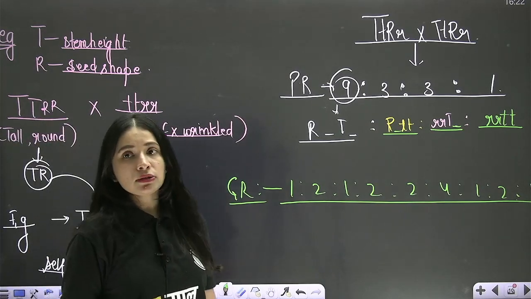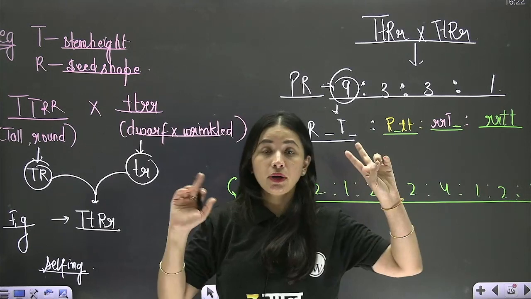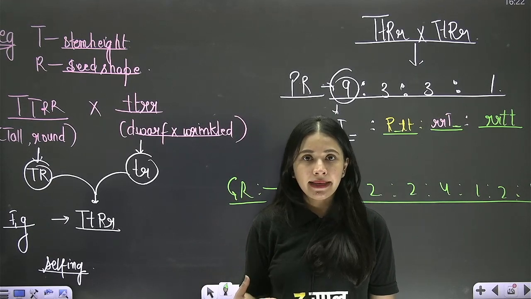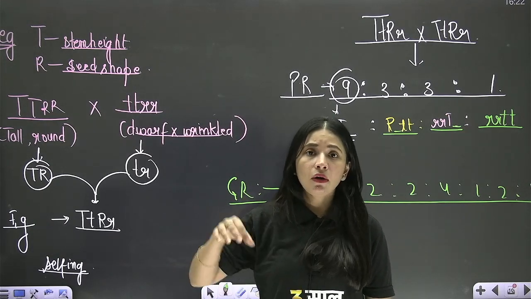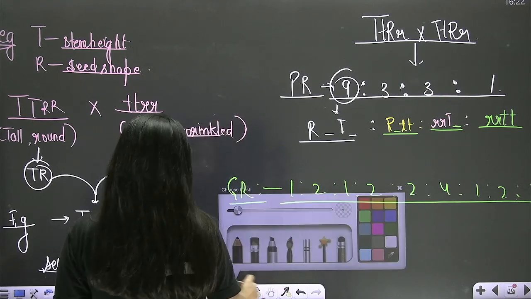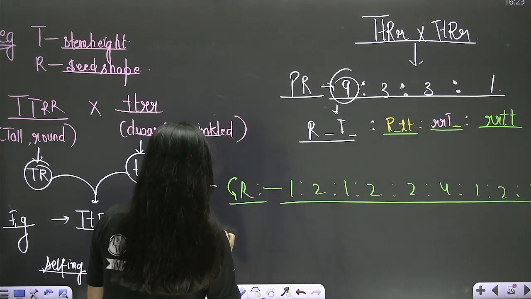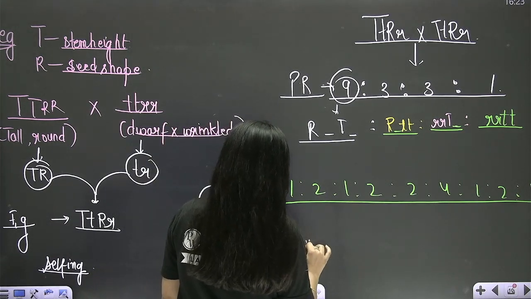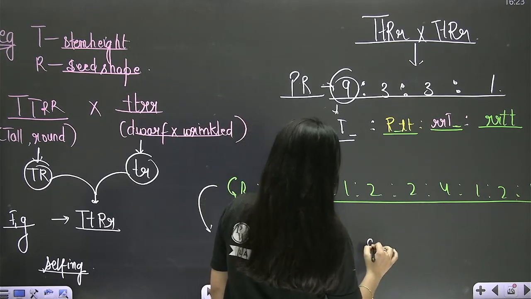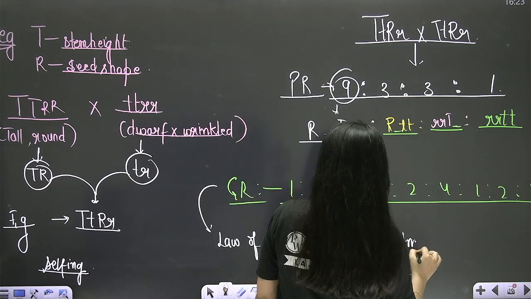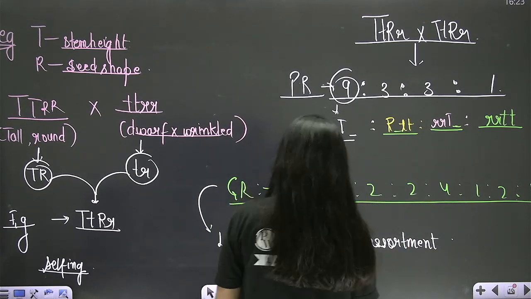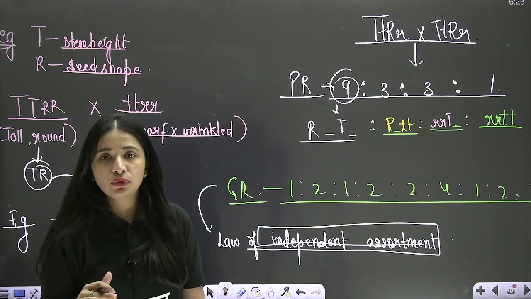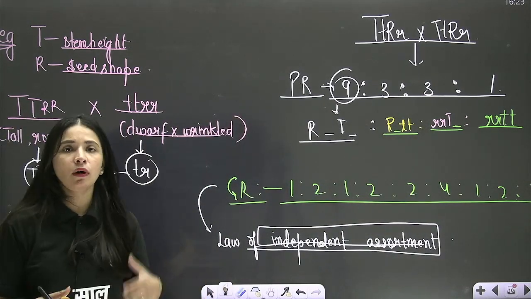On the basis of his monohybrid cross, he framed two laws. Now, on the basis of his dihybrid cross, Mendel framed one law, which is known as the law of independent assortment. This is very important for you to know. It is just the combination of two laws of segregation.